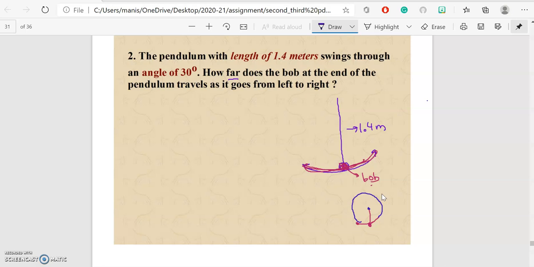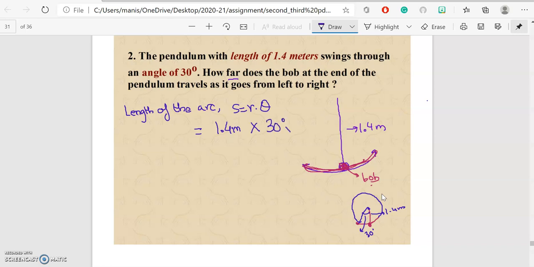If I compare both of my diagrams, this radius will be what? 1.4, and the angle which they have given me is 30 degrees. And they want me to find the length of the arc. Now this question is different because the language is different, but my steps are still the same. The approach is the same. Length of the arc S is equal to R times theta. The radius is 1.4 meters times theta, which is 30 degrees.